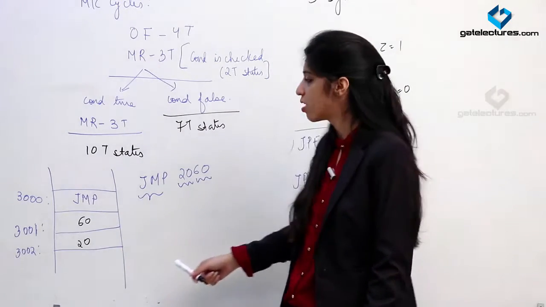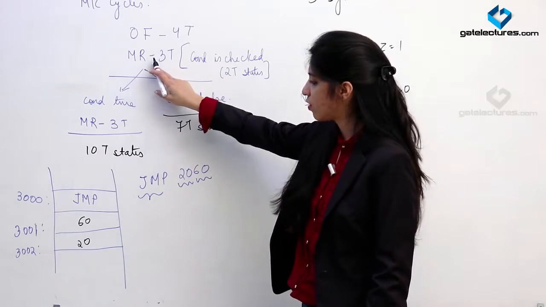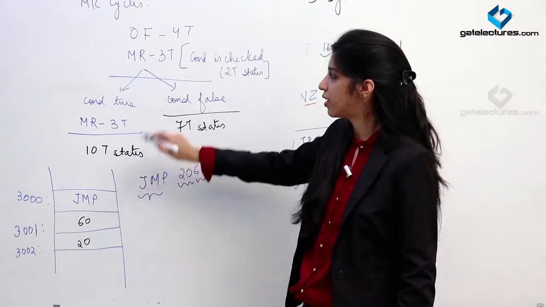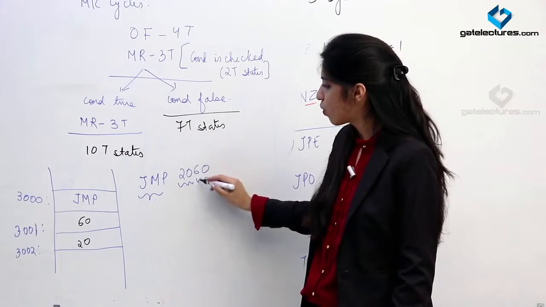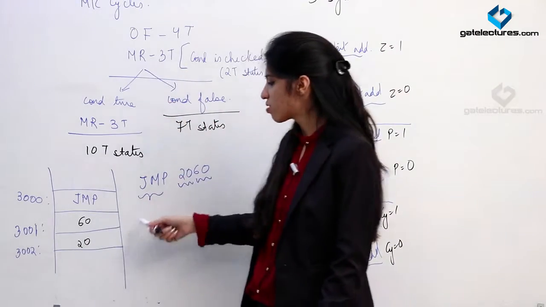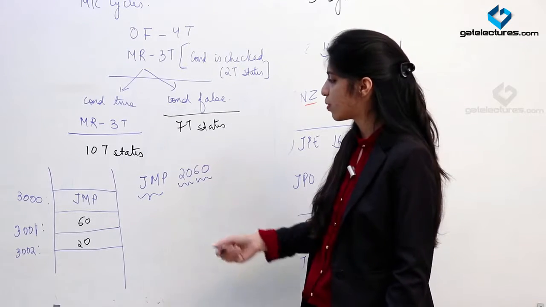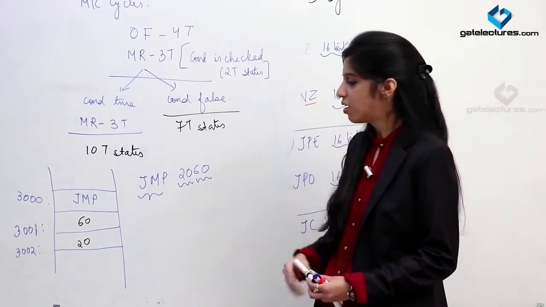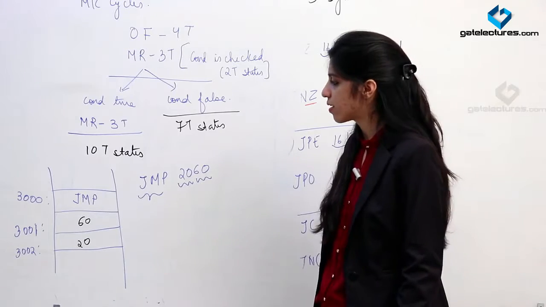So this memory read cycle will be for 60. First we are reading the lower bits of the address, 60, and if the condition is true you are going to read 20. You can just remember this thing. This can help you sometimes when you study stack. You'll understand the importance of this thing.